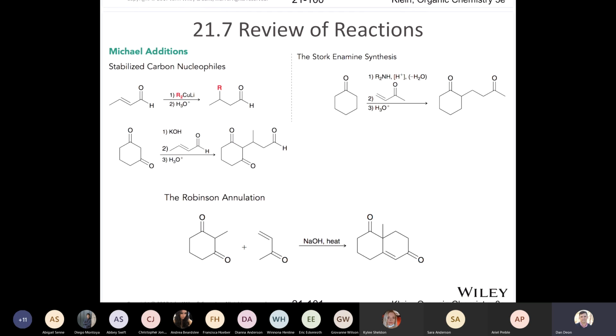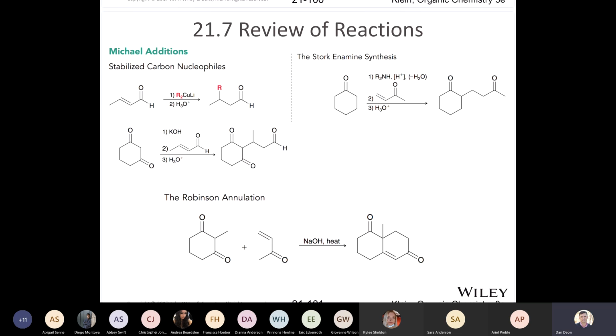We looked at stabilized carbon nucleophiles, whether they be a 1,3-dicarbonyl compound or a Gilman reagent. And we talked about Michael acceptors. We talked about the Stork enamine synthesis, how you take a ketone and you form an enamine, which is not going to be as nucleophilic, and therefore will do a 1,4 addition as opposed to a 1,2 addition.